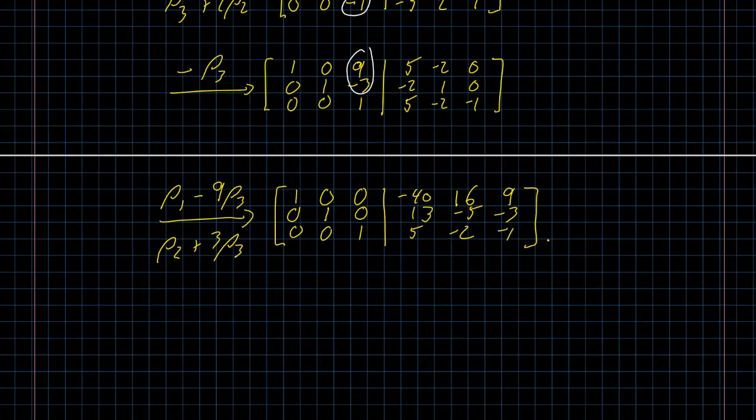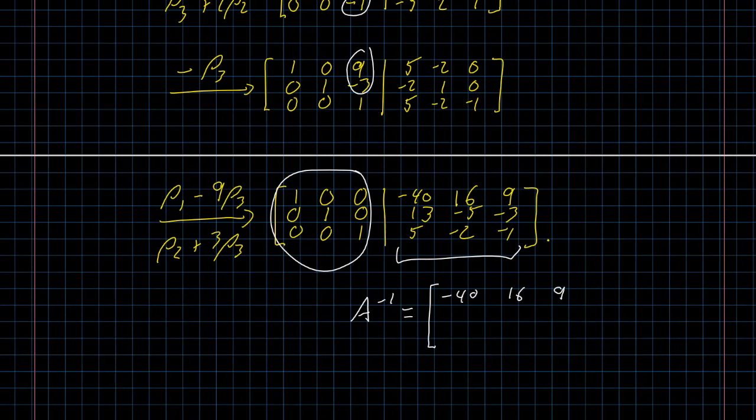All right, and that's the process. The left-hand side of our augmented matrix is now the identity matrix. And as soon as we've achieved that, the right-hand side must be A inverse. So A inverse in this case should be the matrix -40, 16, 9, 13, -5, -3, 5, -2, -1.